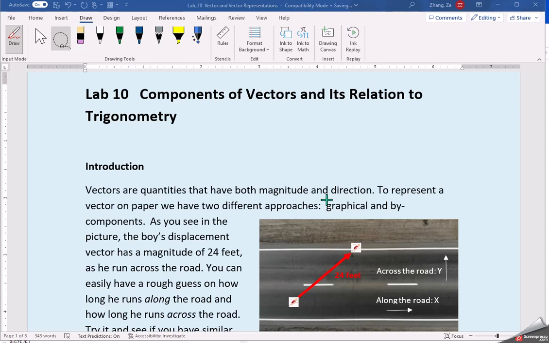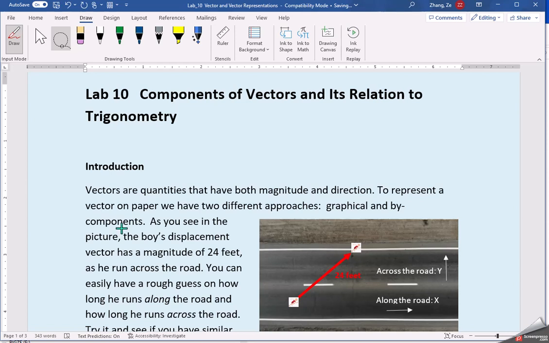To represent a vector, which is a mathematical entity, on paper we can have two different approaches. One is to use a graphic representation, which is the arrow, and the direction is the direction of the arrow, and the magnitude is simply proportional to the length of it. Another way is by components, which means if it's in two dimensions, the vector is just represented by two numbers.